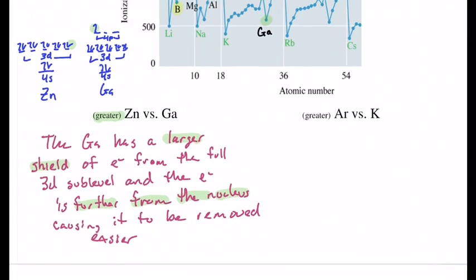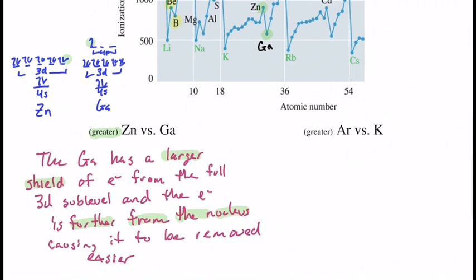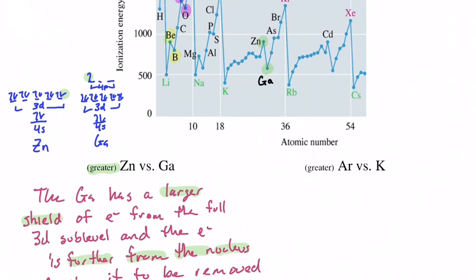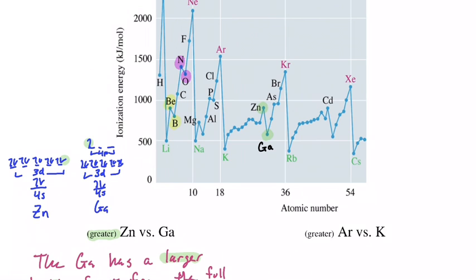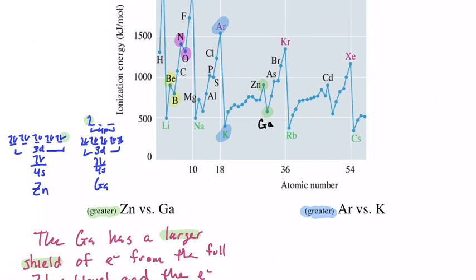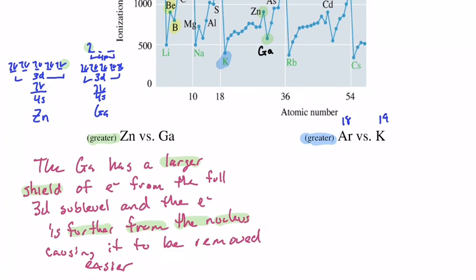All right, final one. I think this one's actually the one that would make sense if I asked you all four. I have a lot of faith and confidence in you guys, but of all four of these, I think you would have actually gotten this one right off the bat. So Ar versus K. There's Ar, there's K, and Ar is the greater one. This is number 18. This is number 19. Let's just say where it ends. So the valence electrons here are 3s2, 3p6, whereas this is 4s1.